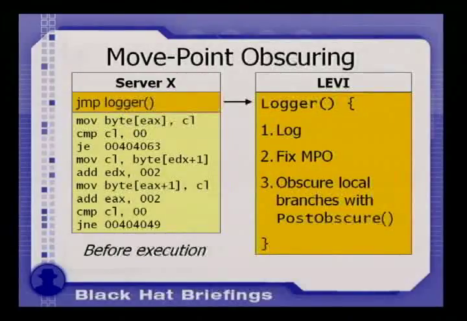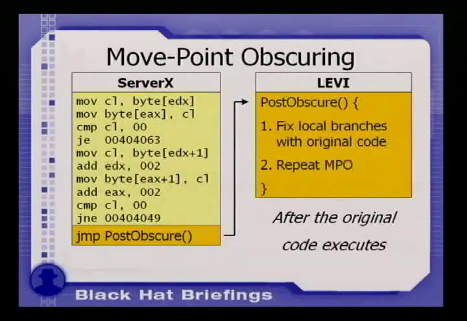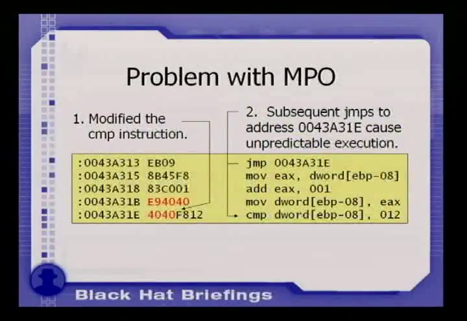But anyways, basically what this does is it jumps to the logger function, logs all the buffers and things that you need, and then fixes the actual MPO point, and then obscures and branches any exit point out of the cycle, the loop that you're actually watching for. And this is what it looks like afterwards, where the jump post-obscure is. And then once that gets called, you fix all the local branches just like you fix the MPO, and you repeat the MPO process. So this is one of the two techniques I use to actually be able to monitor those buffers at runtime using the pattern matching technique.